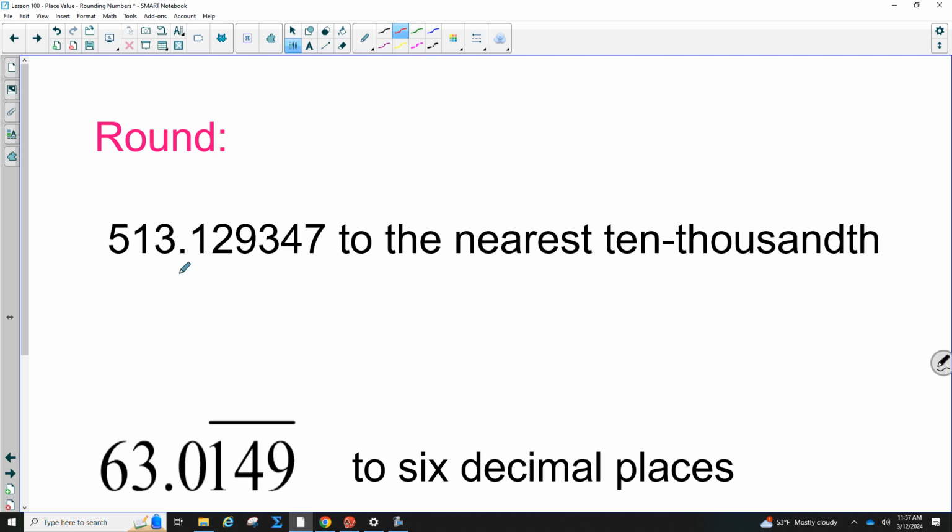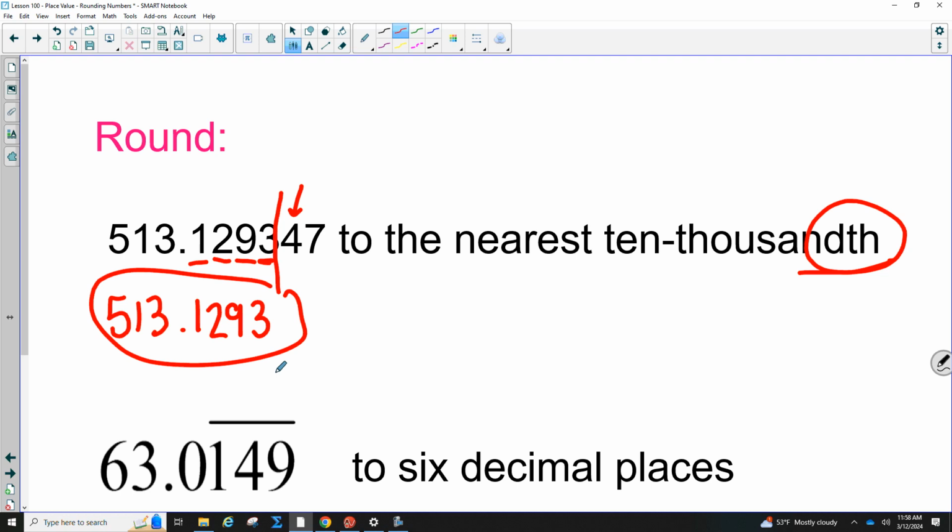Round 513.12934 to the nearest 10,000th. Everybody write that down. We're moving to the right of the decimal because of the TH. So this is the tenths place, the hundredths place, the thousandths place, and the 10,000ths place. Put your line after the place we're rounding to. Look at this number only, not the 7, just the 4. This 4 is less than 5, so we are just going to keep this a 3. So I get 513.1293. And you don't need zeros to the right of the decimal.